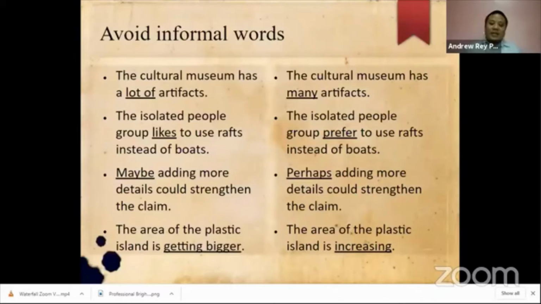And instead of maybe adding more details could strengthen the claim, you replace the word maybe with perhaps. Perhaps adding more details could strengthen the claim. So it's a lot more formal to sound. You're not being informal. The area of the plastic island is getting bigger. You say the area of the plastic island is increasing. You avoid informal words, you replace them with more formal words. So you sound more formal, you sound more serious.